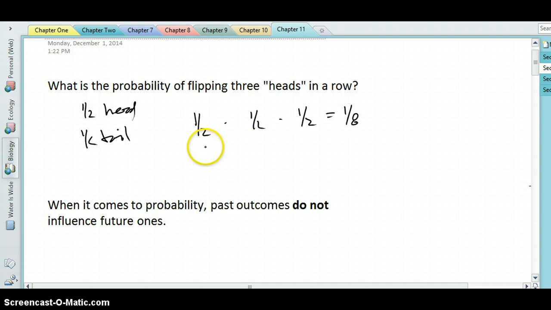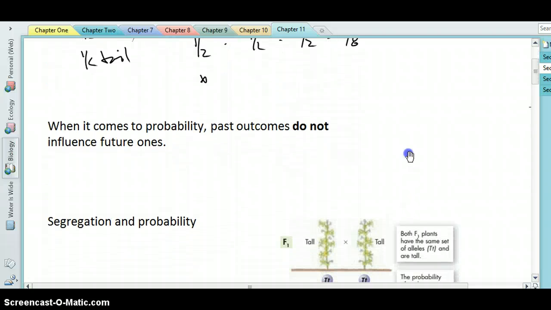And the probability of getting a head on any one flip is not dependent on the other. That is, these are independent events. Or another way to say it, the past outcome, what happened with this flip, does not influence what happens with the future one. And it's the same way with genetics. As we'll see, if parents have a child with a certain combination of genes, that does not preclude them from having that same combination or some other combination again in the future. It's all based on probability, and past events do not influence current or future events.